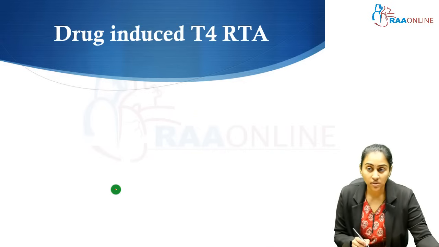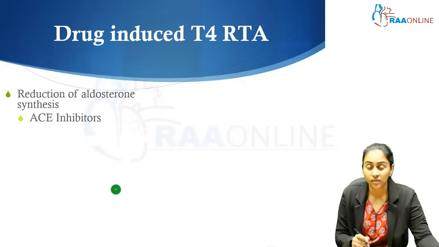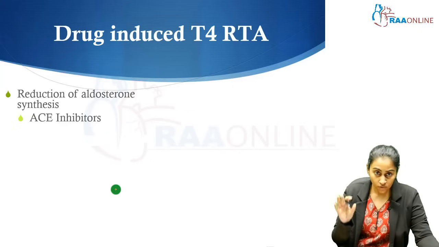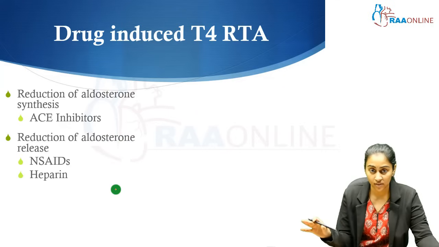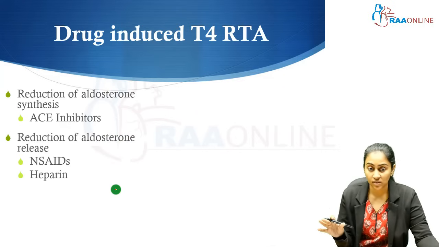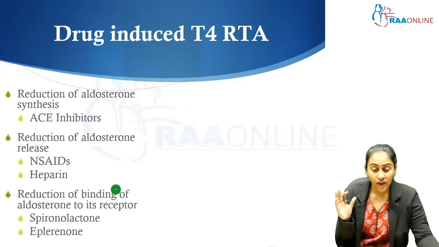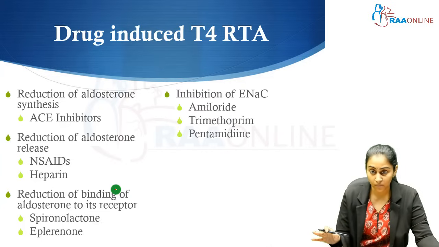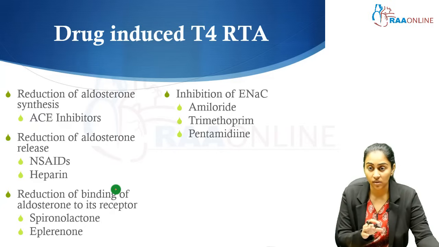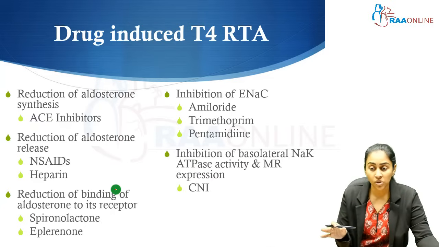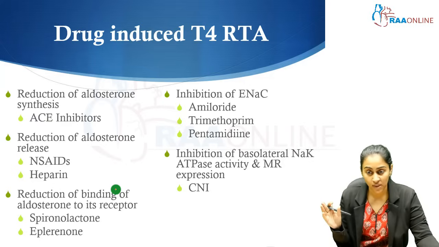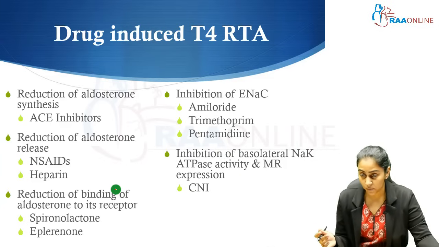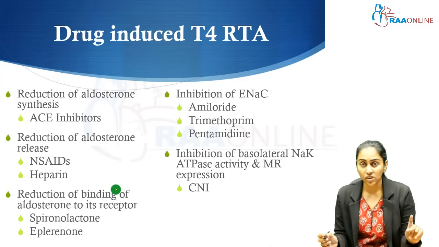Now a lot of drugs can cause type 4 renal tubular acidosis. So as I said, 3 major contributors: aldosterone, the collecting duct, and the ENaC channel. So any reduction in aldosterone synthesis like ACE inhibitors, reduction of aldosterone release like NSAIDs, heparin, any reduction of binding of the aldosterone to the receptor, aldosterone receptor antagonists like spironolactone and eplerenone, any inhibition of the ENaC channel like amiloride, trimethoprim, pentamidine, and inhibition of basolateral sodium potassium ATPase activity and mineralocorticoid receptor expression, which is seen with use of calcineurin inhibitors. So these are all the different drugs which can cause type 4 renal tubular acidosis.